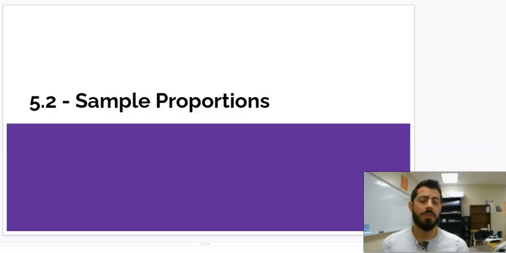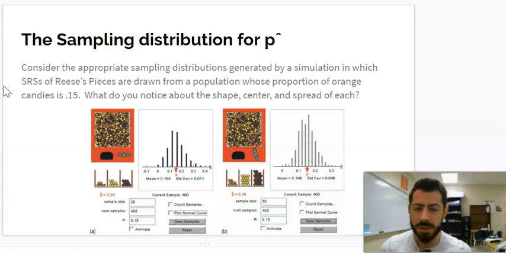Okay, so how to apply some of the stuff that we learned in the last one. First off, how do sampling distributions for proportions specifically change when we're looking at a sampling distribution versus a sample distribution? Well, first off, let's just look at an example. Here we have two simulations for the proportion of Reese's Pieces that are orange, drawn from a population.